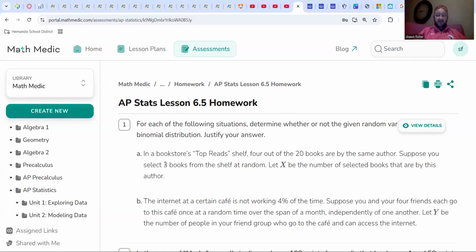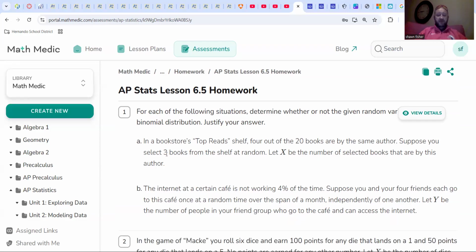Since we're selecting 3 books, that is the number of trials. 4 out of the 20 books are the same author. When you select one book and then select the other one, that one book has gone away. So the probability changes a little bit. Remember, in a binomial, it's got to stay the same. So number 1A should be no. It's not a binomial distribution.